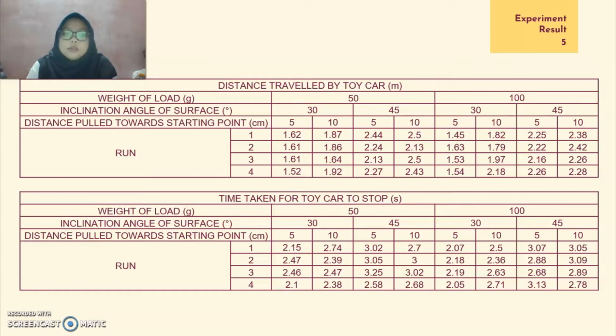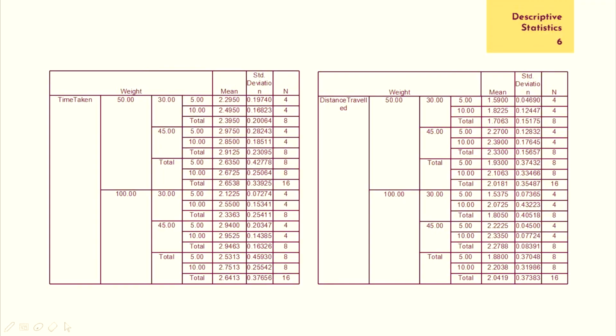For table 2, the result is for the time taken for the toy car to stop. The heavier load takes a shorter time than the other one. The higher inclination angle takes more time for the car to stop, including when the distance pulled from the starting point is 10 cm. It will take more time to stop too.